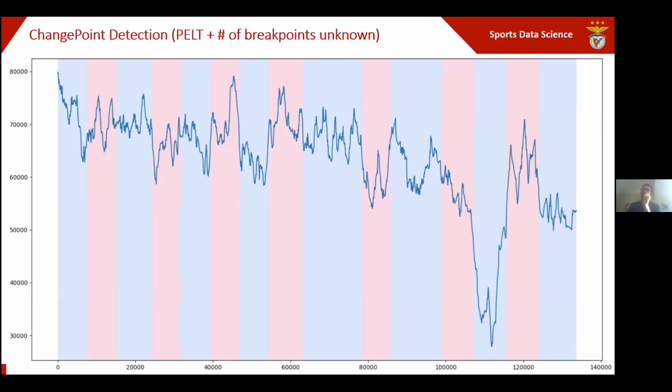Another thing we can do is use something called pruned exact linear time, which translates to PELT up here. This is used if we don't know how many breakpoints there are, and it could be a good method for identifying the pacing strategy of the player. The blues and the reds are just different segments that the algorithm picked up on in different 5-minute intervals.